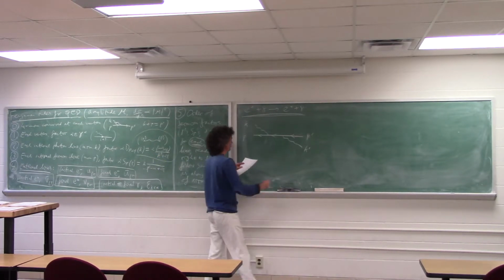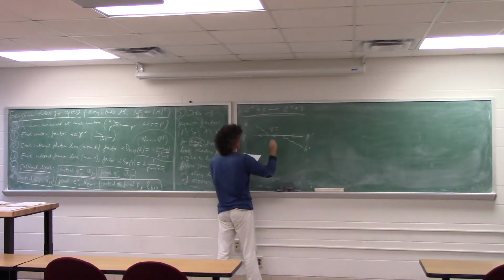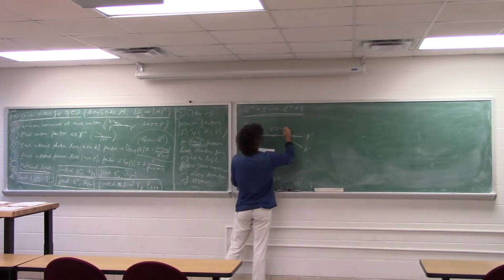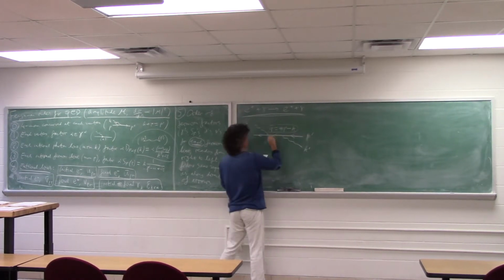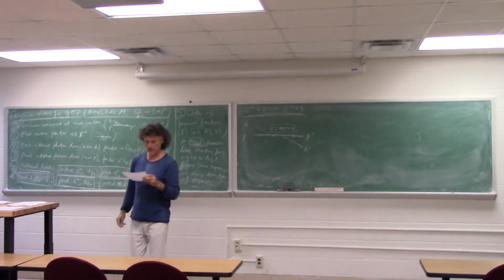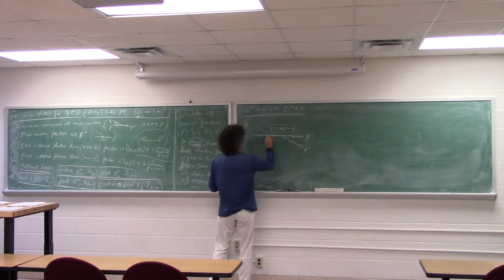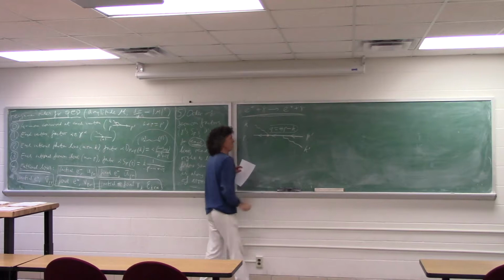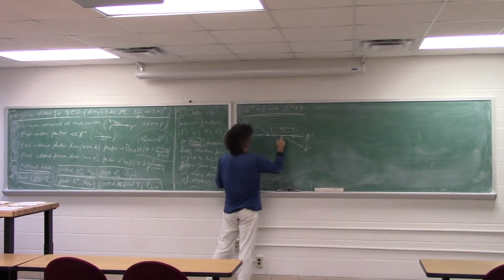There is also the internal 4 momentum, which is now equal to minus P minus K. And here there's a distinct possibility of confusion. So why is the momentum flow here minus P minus K?